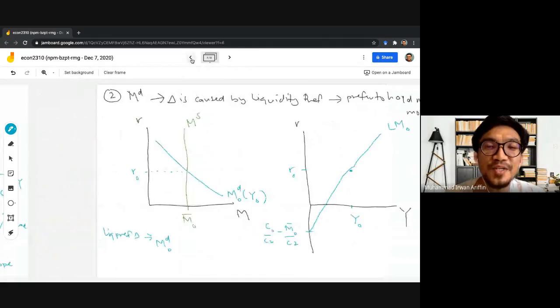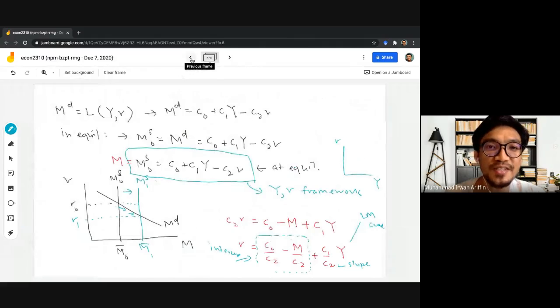If you don't recall that, you may want to check back your econometrics textbook, where the intercept or the constant term represents all other exogenous factors that are not represented in the equation.